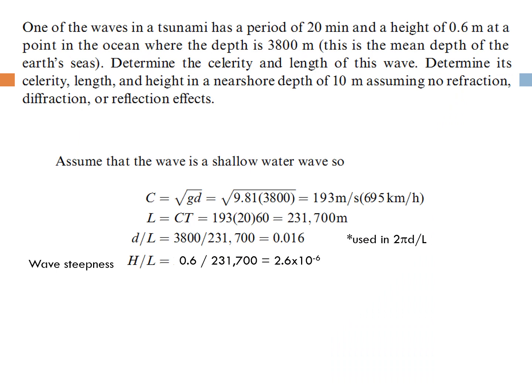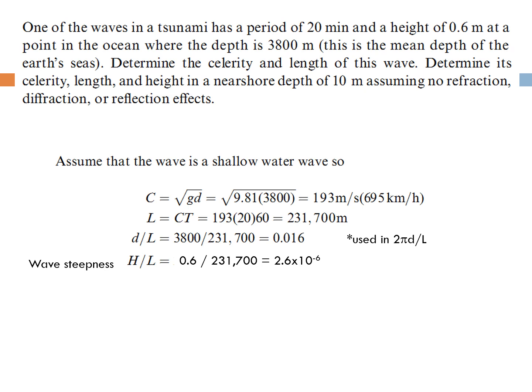Now let's look at this example. One of the waves in a tsunami has a period of 20 minutes and a height of 0.6 meter at a point in the ocean where the depth is 3,800 meter. Determine the celerity and length of this wave. Okay, we'll stop here.